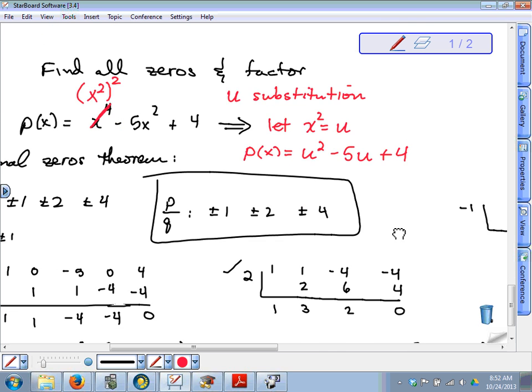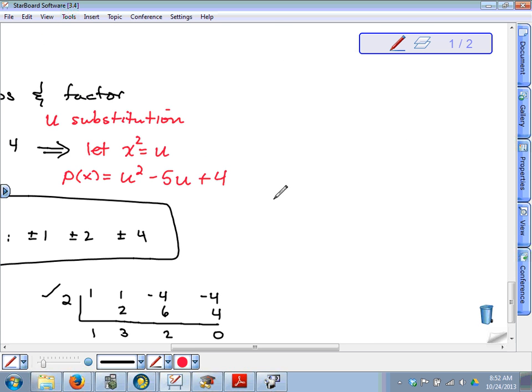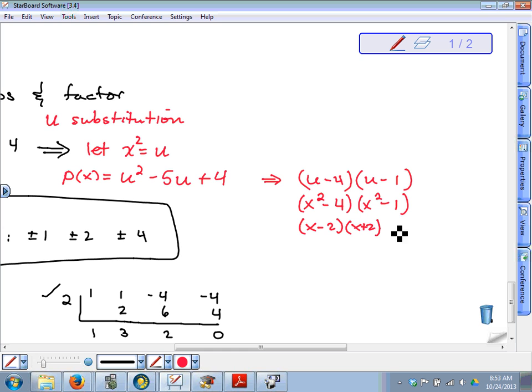Now doesn't that factor? Yeah. What does it factor into? Negative 4 and negative 1. This factors into u minus 4 times u minus 1. But what is u equal to, really? Isn't u really equal to x squared? So now go back and unsubstitute. This really turns into x squared minus 4 and x squared minus 1, which are both differences of squares. So this factors into x minus 2, x plus 2, and that factors into x minus 1, x plus 1. Oh, that's so much easier.